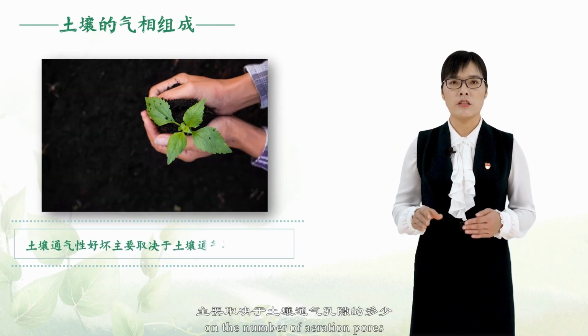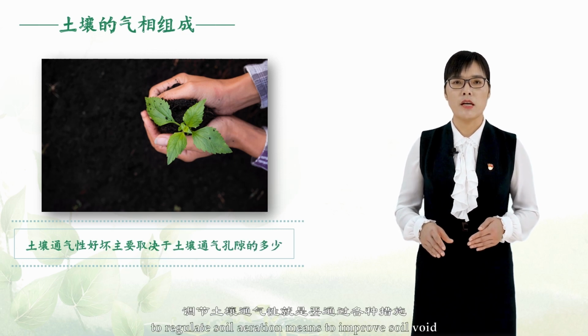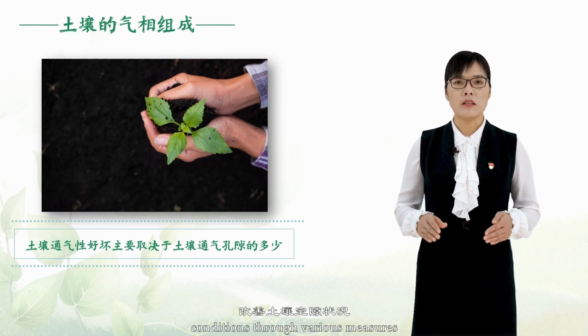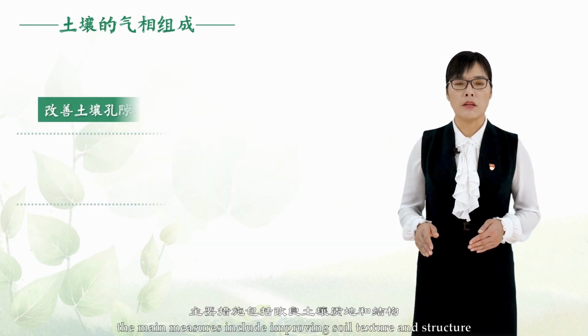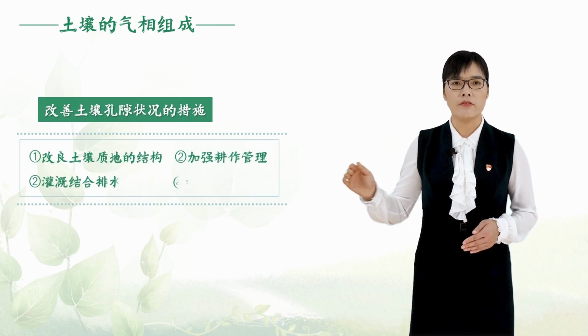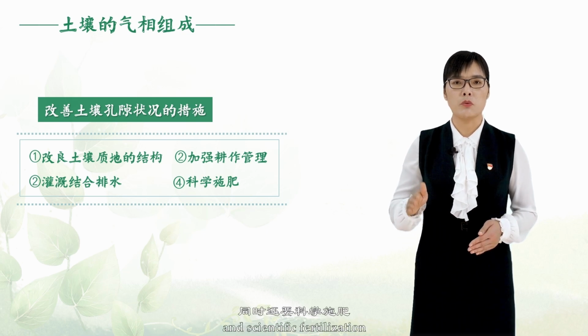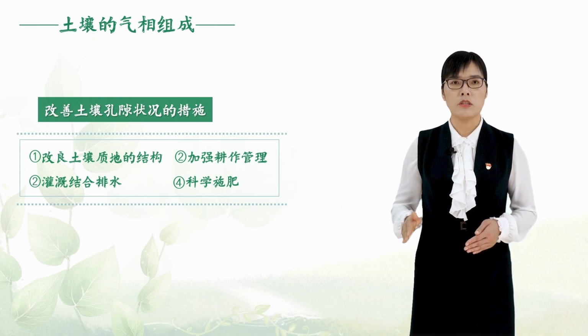Soil aeration depends mainly on the number of aeration pores. To regulate soil aeration means to improve soil void conditions through various measures. The main measures include improving soil texture and structure, strengthening tillage management, irrigation and drainage, and scientific fertilization.